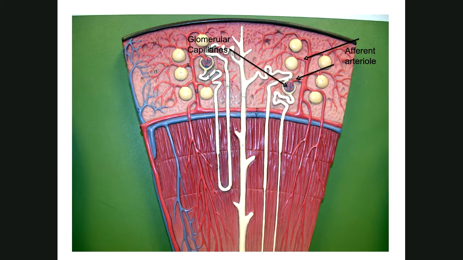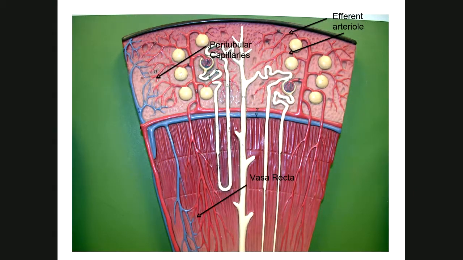So there's our glomerular capillaries right there. There they are right there. And you can't see them, but they're also here and here. They're inside every one of these. They come off of this afferent arteriole. And then we're going to have the efferent arteriole. And then the paratubular capillaries, that's all of these over here. And the vasorecta, that's all of these down here.